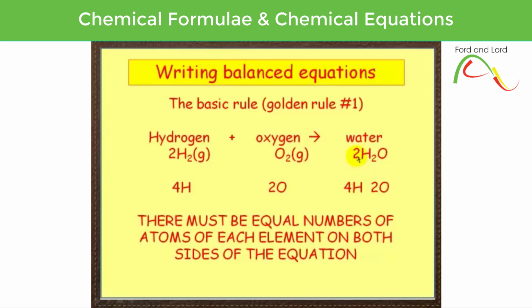Oh, I know what we've done. We put a 2 there. We've now got 2 oxygens there, 2 oxygens there. So that's great. Happy. But by putting a 2 there, it means we've also now got 4 hydrogens. So come back over here. We need 4 hydrogens here, but a 2 in front.